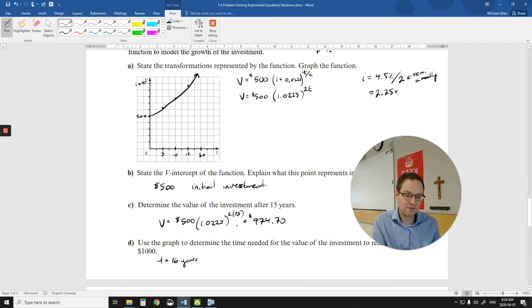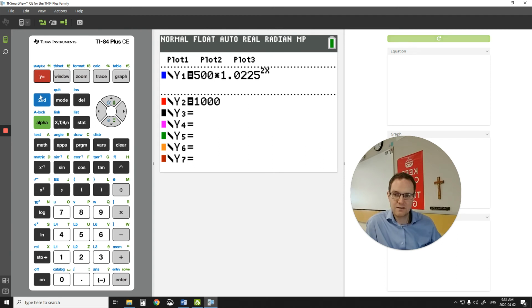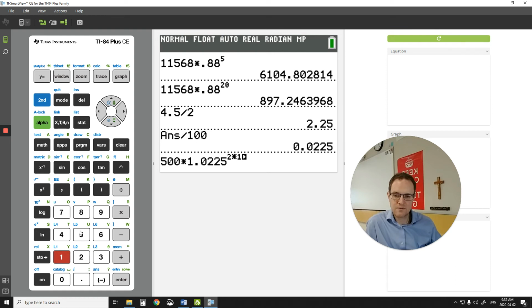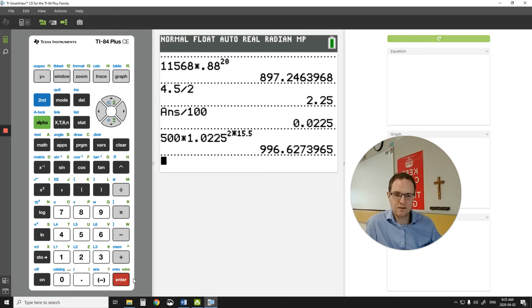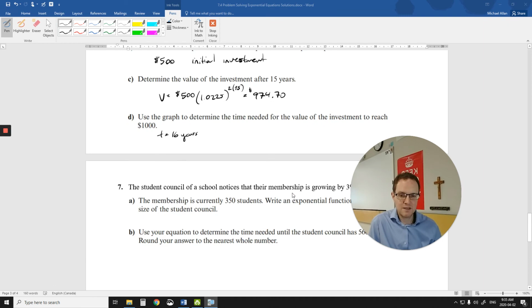Now 15.5 is probably not going to be enough to get to your 1,000. So I could just double check that. So 2 times 15.5, it's going to give me $996. So I had to go to at least 16 to make this work. So it's 16 years to get my investment to at least 1,000 or higher. I'm going to have more. That's awesome. That's just the way it's going to be.